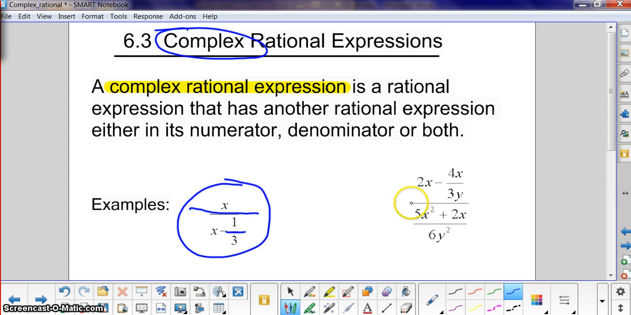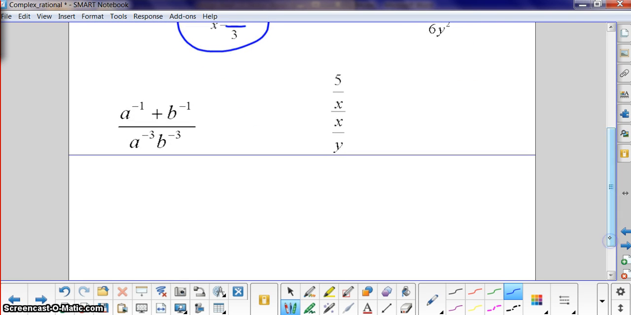And here on this example, here's our main fraction bar. But then in the numerator of the fraction, we have a fraction. And in the denominator of the fraction, we have a fraction. This is a very complex rational expression. Fractions within fractions.